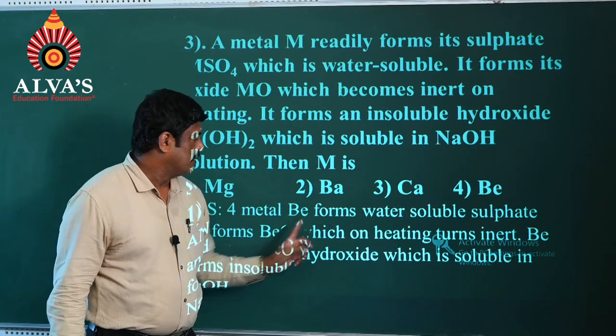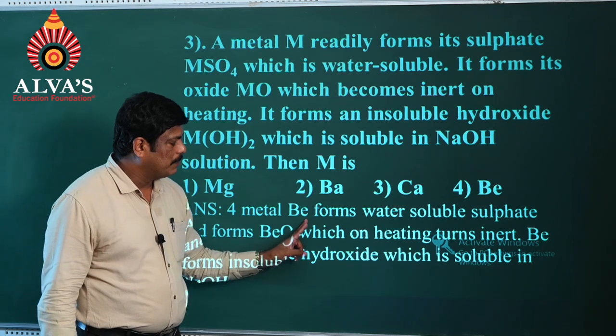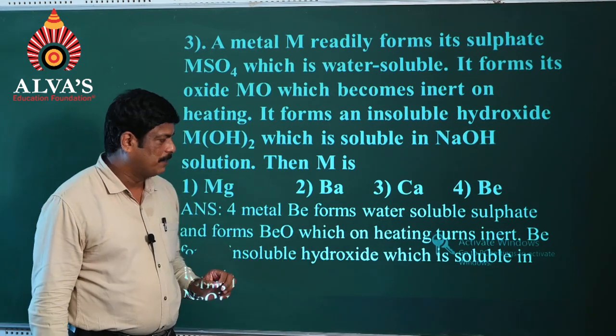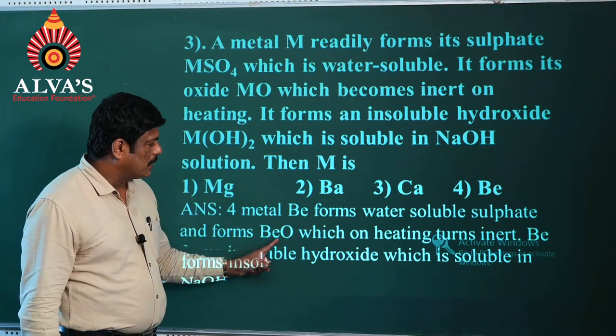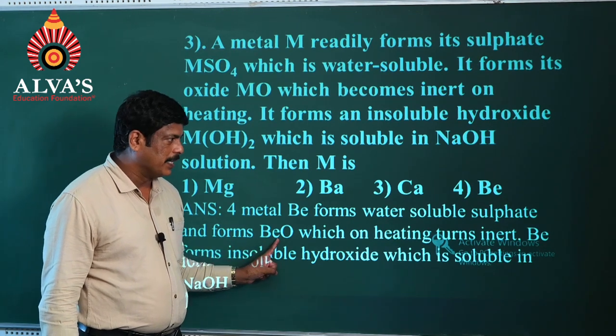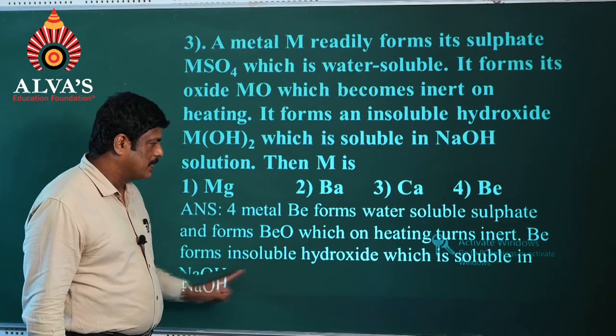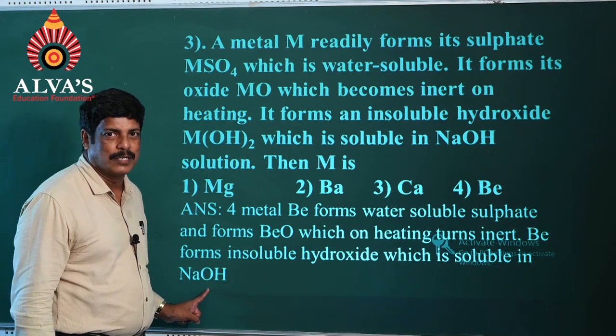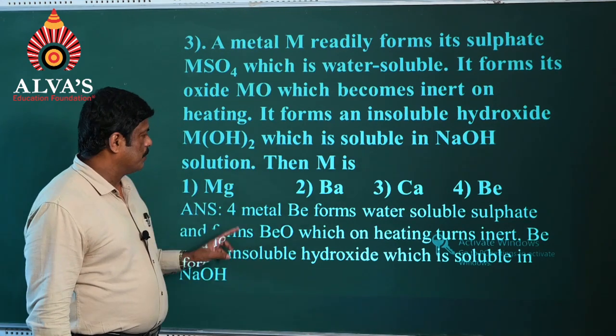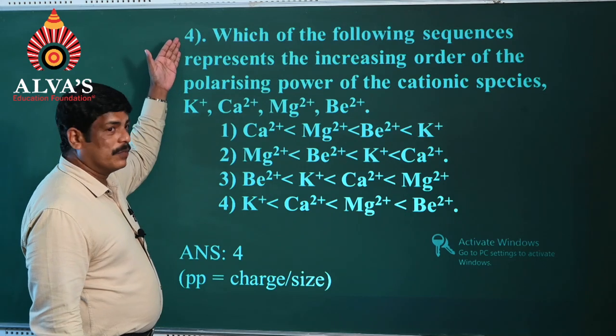solution. It means the option must be the metal beryllium, which forms a water soluble sulphate, forms the inert BeO on heating, and its hydroxide is soluble in sodium hydroxide solution. So the option must be the fourth one. Let us go for the fourth question.